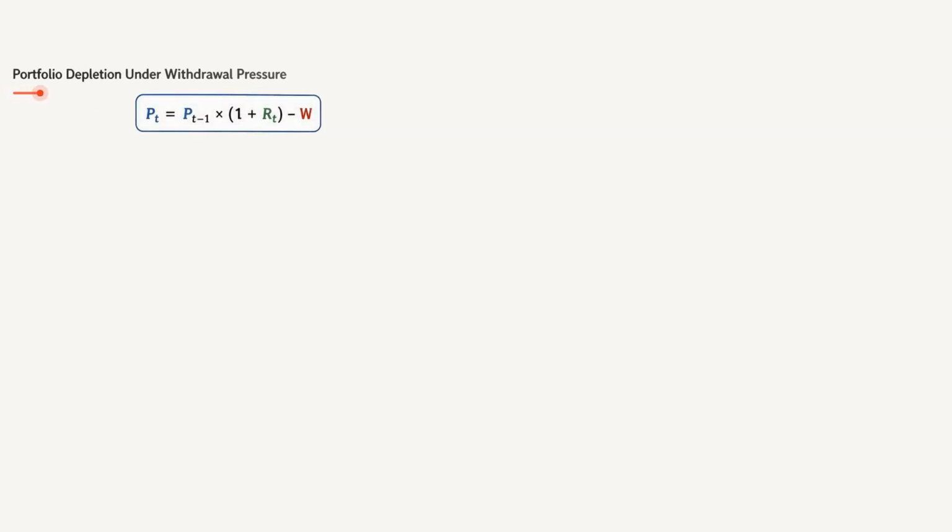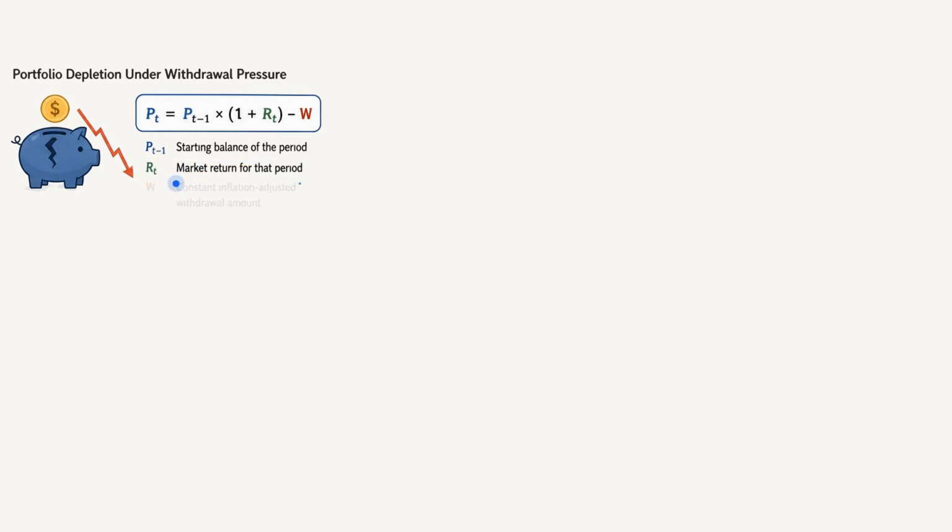Let's formalize the sequence of return risk by looking at the mechanics of portfolio depletion under withdrawal pressure. We can calculate your ending balance for any given period using this foundational equation right here. It simply says your ending balance, P sub T, equals your starting balance multiplied by the market return for that period. From that total, we subtract W, your constant inflation-adjusted withdrawal amount.